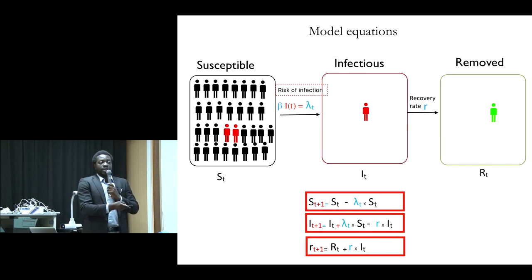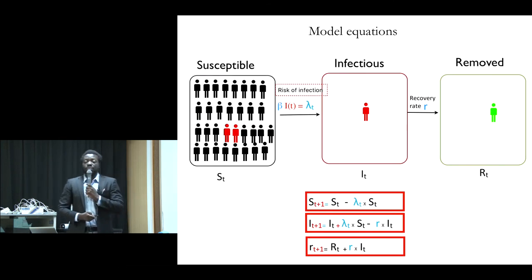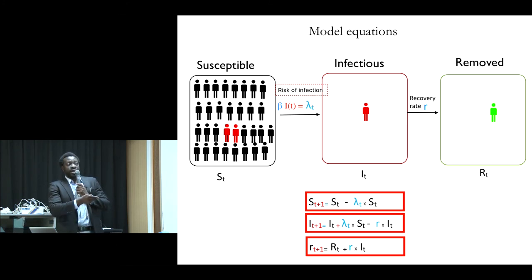So with the three equations here, we can predict the movement of individuals from one box to another box over time, at time t plus 1, t plus 2, t plus 3. So we can just use these equations.